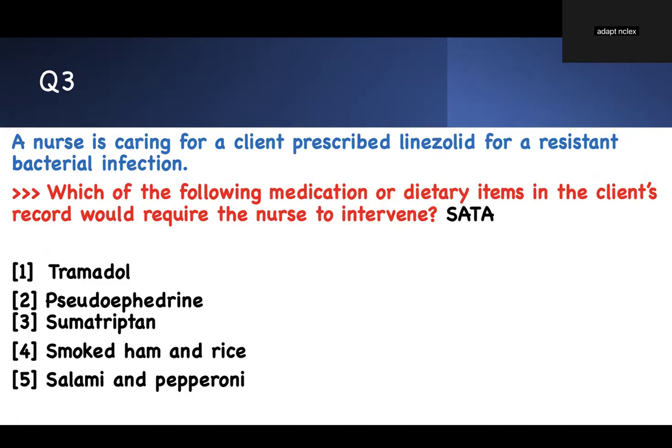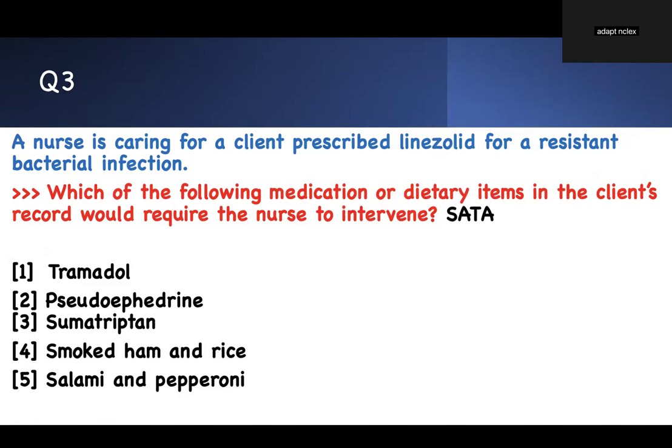Sumatriptan is a serotonin agonist. You should not take it with linezolid because it's going to increase your serotonin. Smoked ham, which has a high level of what? Tyramine. You should not take it when you're on linezolid. Salami and pepperoni also have a bunch of tyramine products. Therefore, you should not take them.